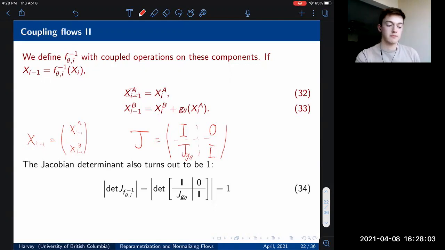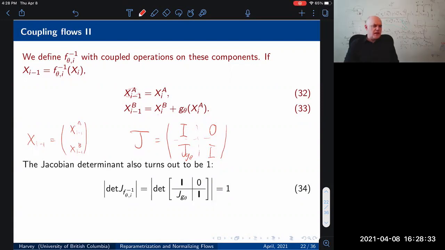But a nice property of the determinant is that when you have this block triangular structure, then you can just ignore everything that's not on the diagonal. And so the determinant of this is equivalent to just the determinant of the identity matrix, which is just 1. And so we know that with these coupling flows, the determinant of the Jacobian is always going to be 1. So we don't even have to compute it.